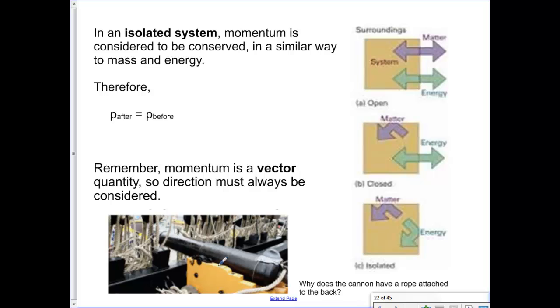Oh yeah, question for you then. Take a look at this cannon here. Why is there a rope attached to the back? Anybody know? It doesn't fly across the chest. Exactly. According to the law of conservation of momentum, if I shoot a cannonball that way, that's a lot of momentum going that way, right? Well, there has to be momentum going back the other way to compensate for it, right? So what happens to the cannon? Well, the cannon itself fires right back at you, right?